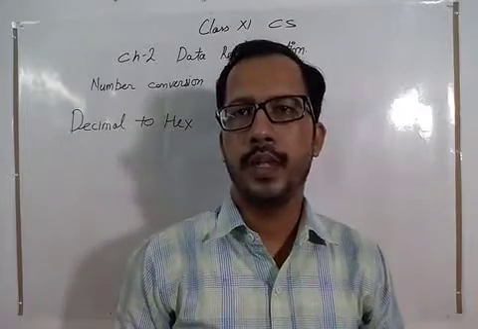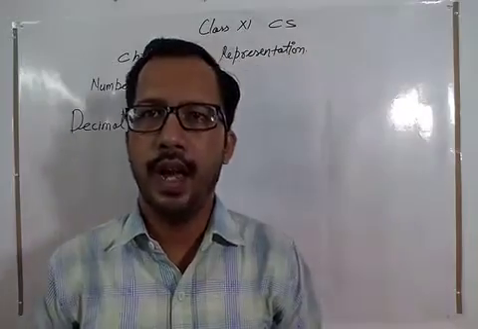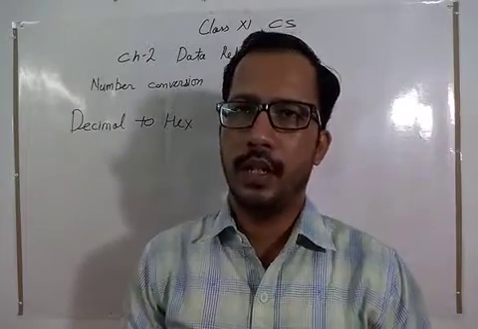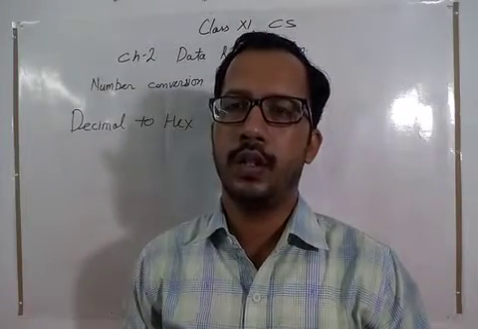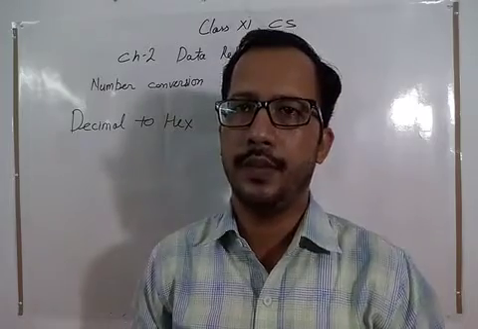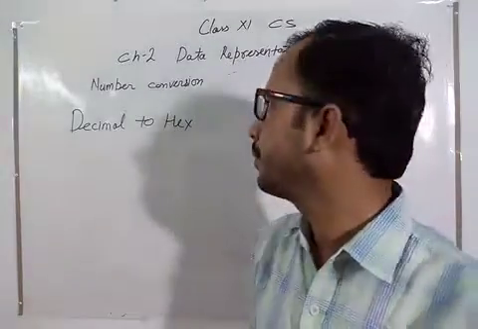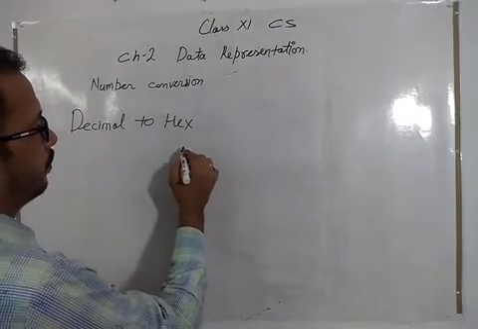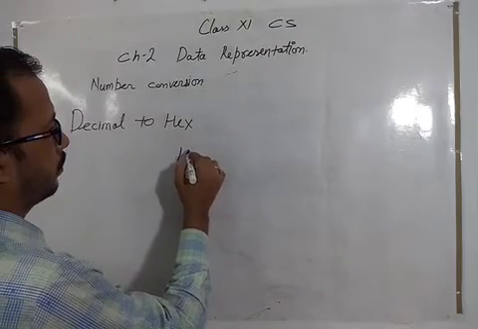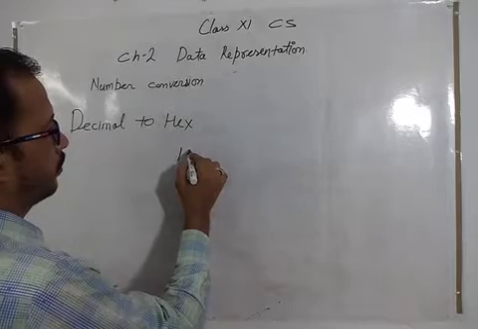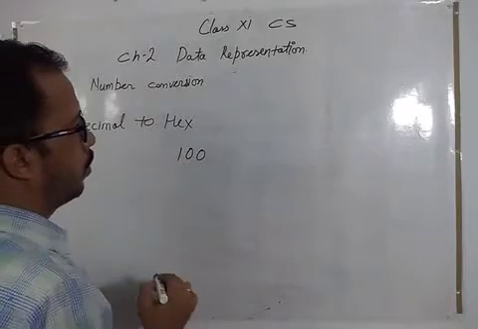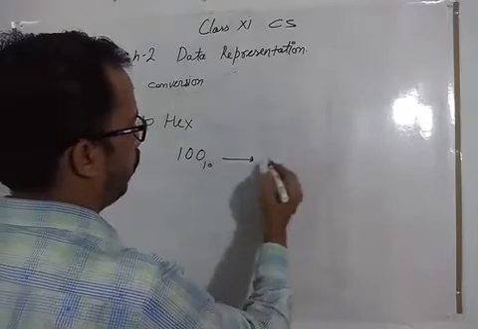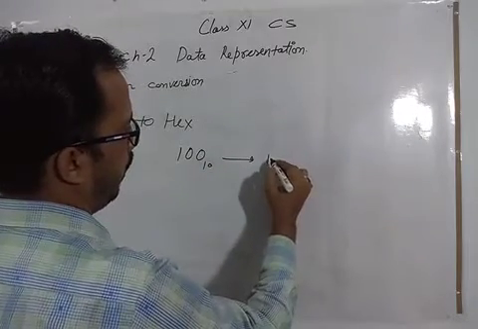Divide the given number by the base of the desired number successively and collect all the remainders from last to first, in order MSD to LSD. Okay, let's have an example here. So 100, it is in decimal. I want to convert it into hexadecimal.